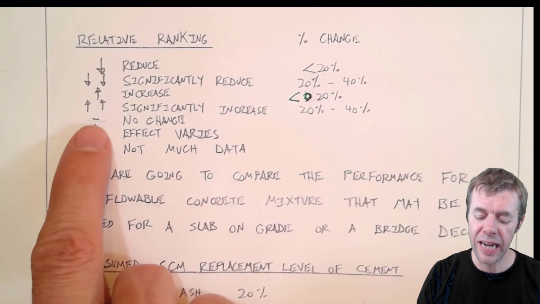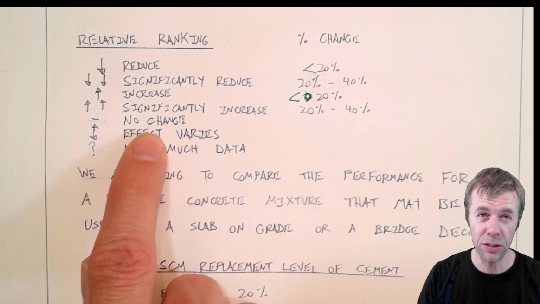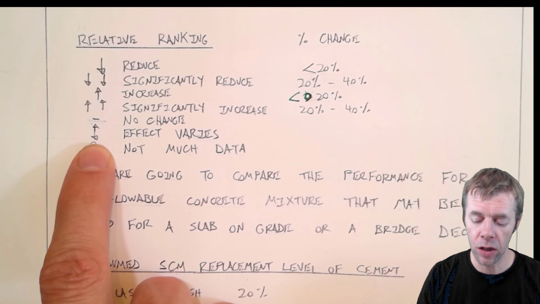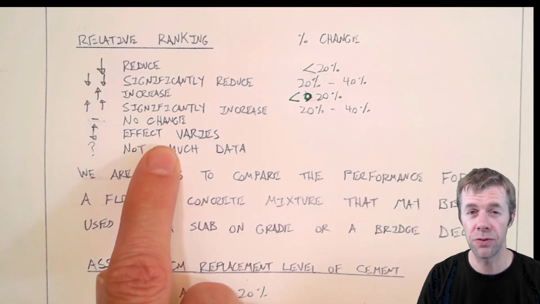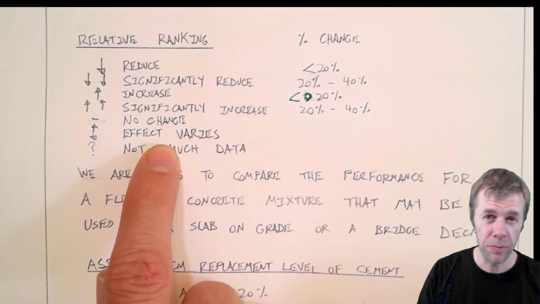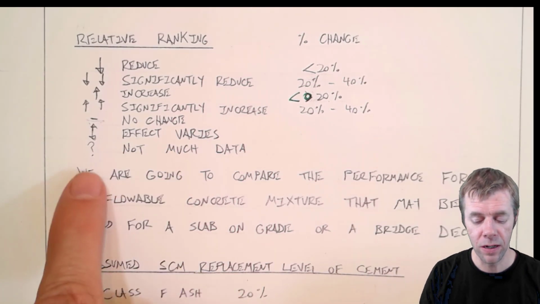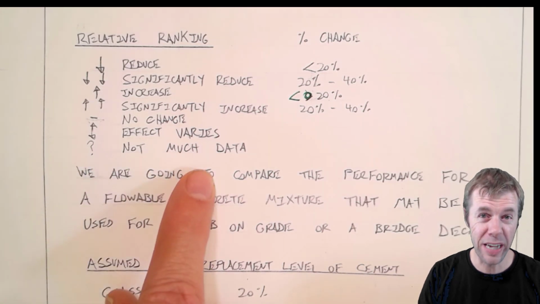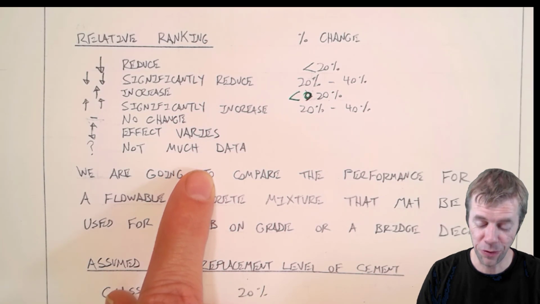And then our dash line here is going to mean no change, as in it doesn't do anything different. And if I use an up and down line, it means the effect varies. Sometimes it may go up, sometimes it may go down. It just depends. And then the good old question mark. The question mark means we don't have much data and we need to learn more. And just trying to be honest with you.